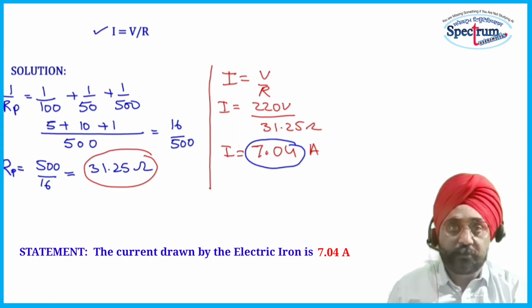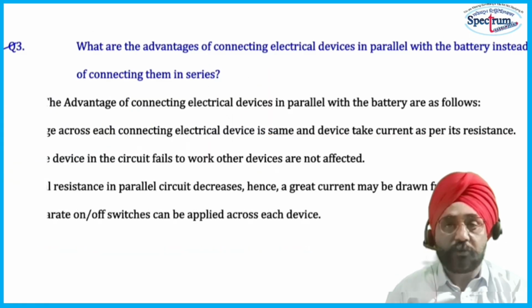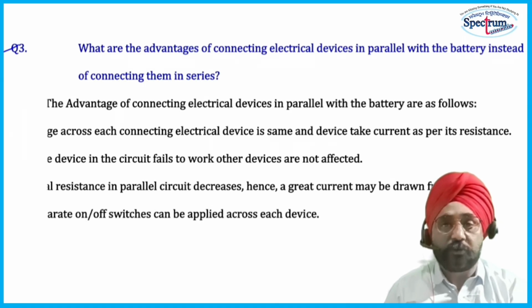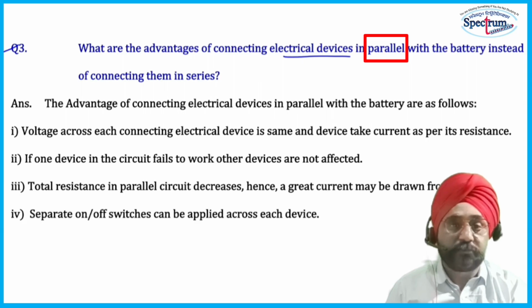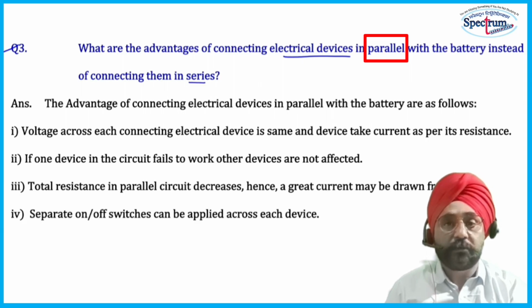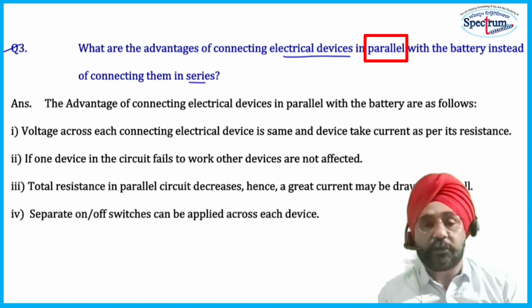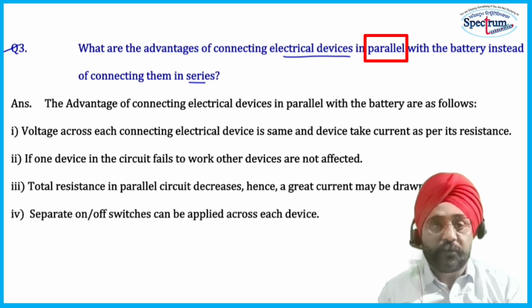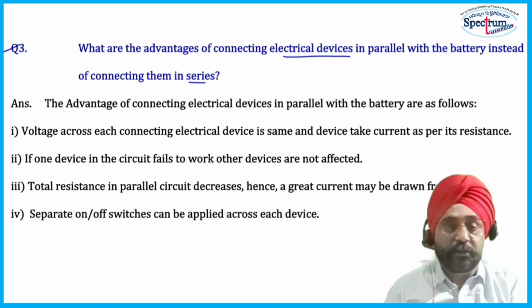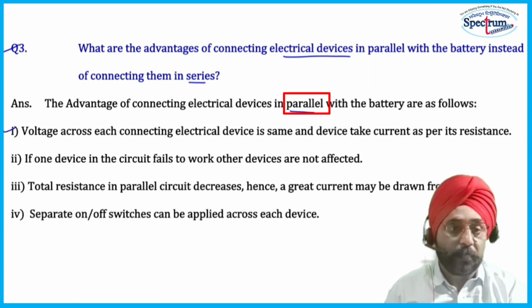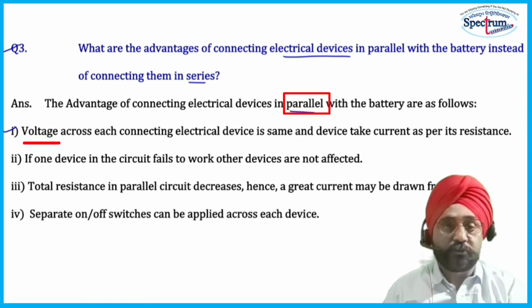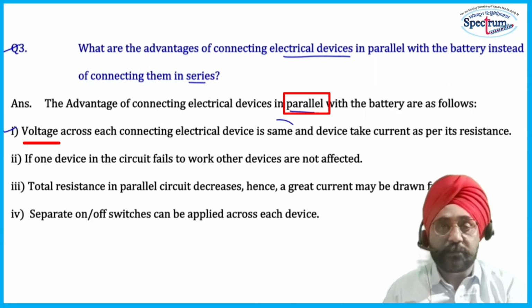So let us write the statement. Question 3. What are the advantages of connecting electrical devices in parallel with battery instead of connecting them in series? The advantage of connecting electrical devices in parallel with battery are as follows. Number 1, voltage across each connected electrical device is the same and devices take current as per its resistance.